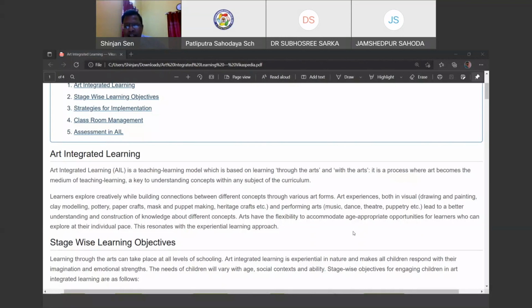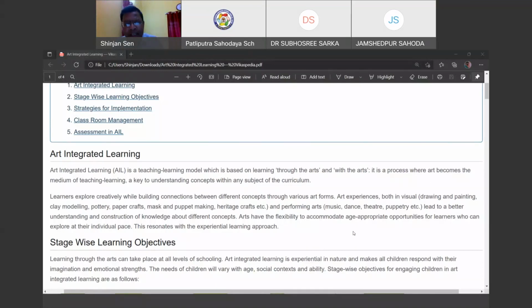Arts have the flexibility to accommodate age-appropriate opportunities for learners who can explore at their individual pace. This resonates with experiential learning. So see, the speciality with art is that it is very flexible and it is age-appropriate. Respected teachers, I hope all of you know that the curriculum that NCERT prepares, the books that NCERT prints, are all made according to the age appropriateness of the students.